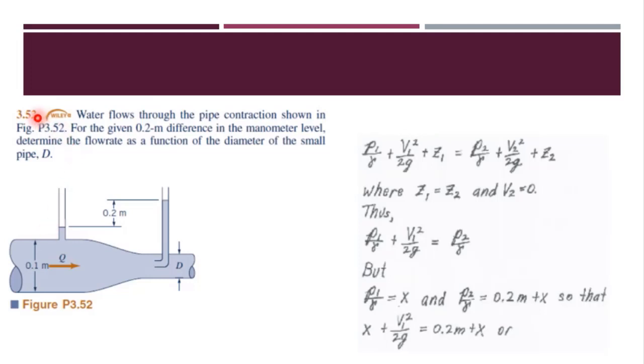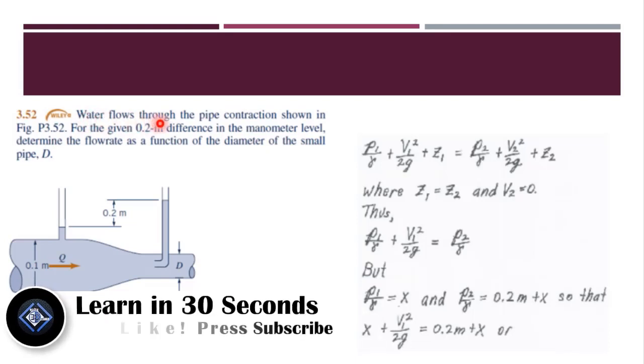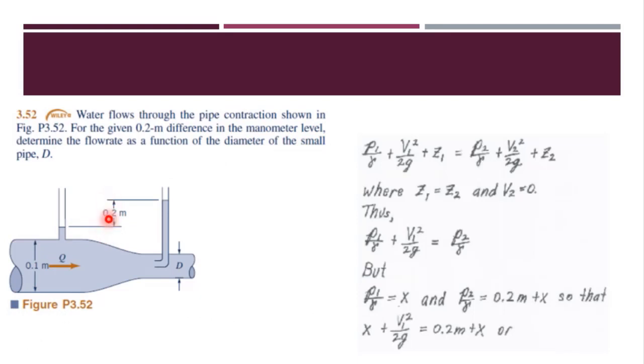So the first problem that we have is problem 3.52. This statement and the figure is in front of you on your screens. The statement reads that water flows through the pipe contraction shown in figure 3.52 for the given 0.2 meter difference in the manometer level. So this is the given 0.2 meter difference of the manometer level. Determine the flow rate as a function of the diameter of the small pipe D. So we have to find the flow rate as a function of the diameter of this small pipe.